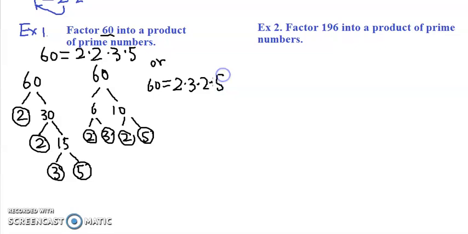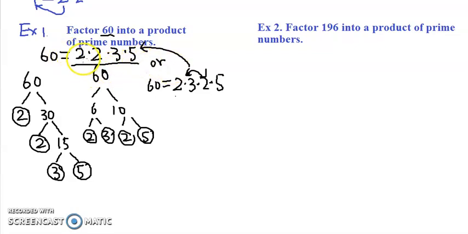But usually we like to keep a certain order so it looks more organized, and it's also easy for us to tell which prime numbers go in there. So usually we start with the smallest and rearrange them in non-decreasing order. For example, we can switch this 2 and 3 to put the smallest first. So we will have exactly the same answer. It doesn't matter which way you break down, you're always going to get the same prime factors.